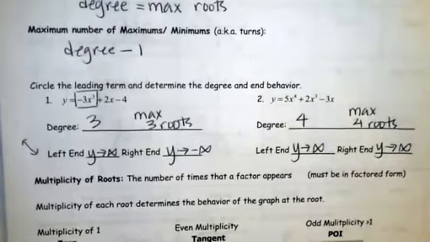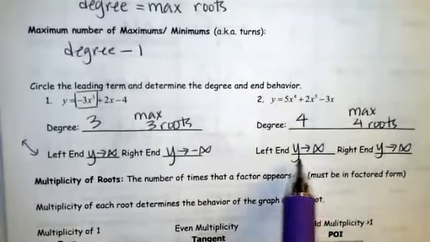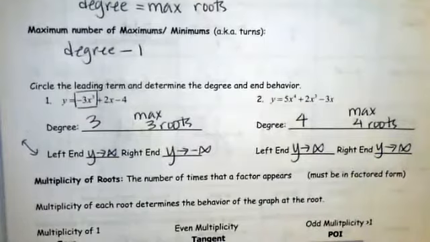That's what you should have gotten. 4 is the degree there. It is just like a quadratic, so it's going up and up. So y is approaching infinity and y is approaching infinity.